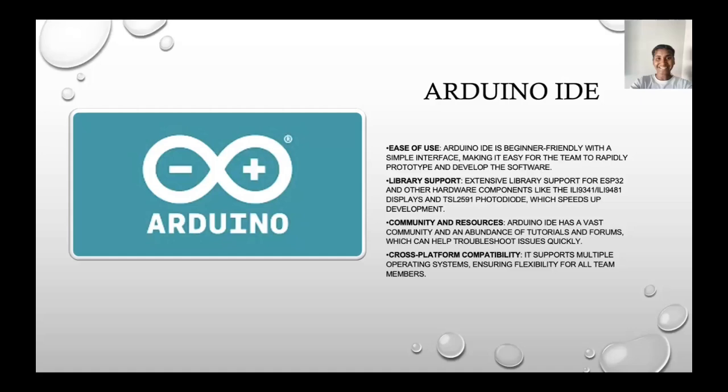So Arduino has a very extensive library support for the ESP32 microcontroller, which is also why we went with that microcontroller, as well as for the photodiode. And then also there's a lot of compatibility across platforms, which is able to support all of our operating systems and flexibility for all of our team members.